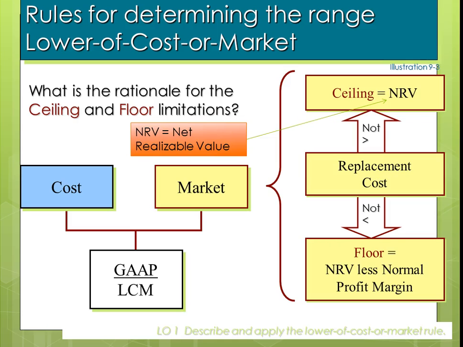But to come up with market, we first have to look at replacement cost and whether it falls within the range. If replacement cost is higher than the ceiling, then we have to use the ceiling. If replacement cost is lower than the floor, then we have to use the floor. If replacement cost falls in between, we use replacement cost. So now let's take a look at an example as to what that means.